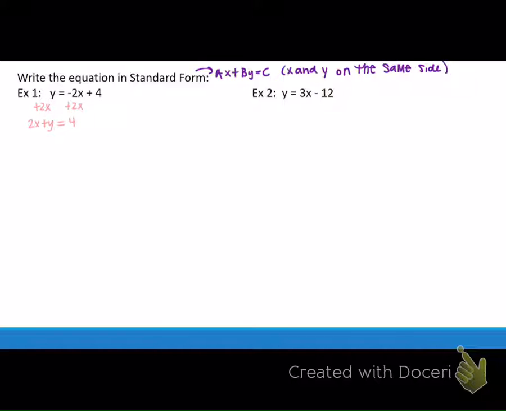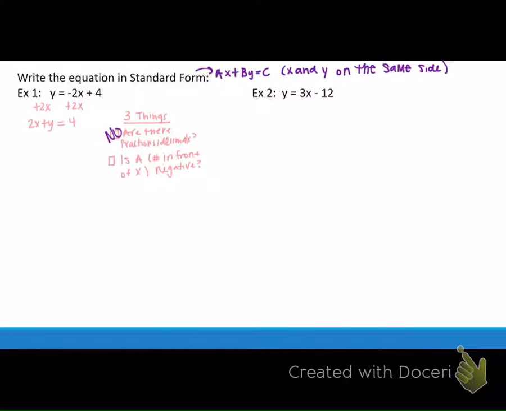There are 3 things you need to check for. The first thing is, are there any fractions or decimals? No. So we said no, right? Is A, which is the number in front of x, negative? No. So we're good there.